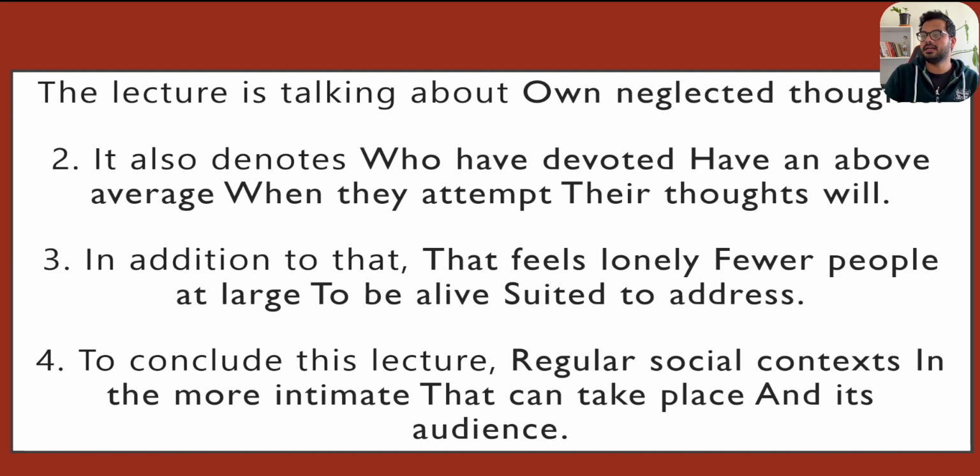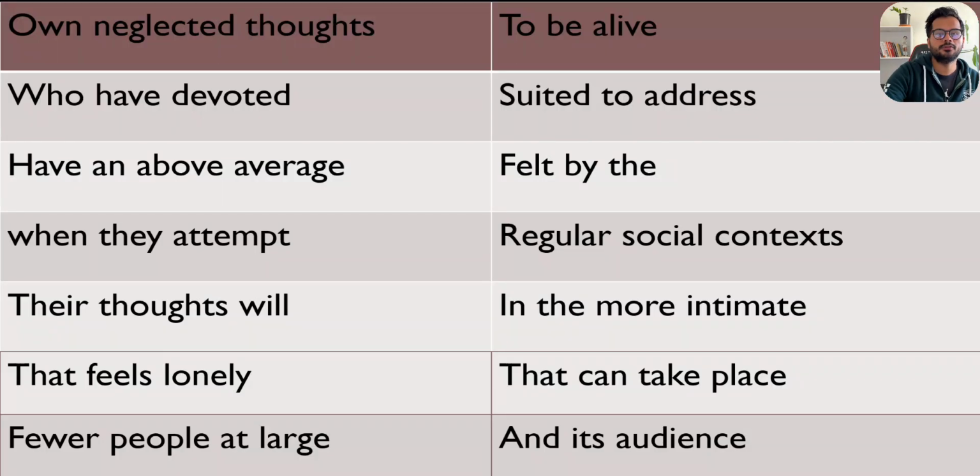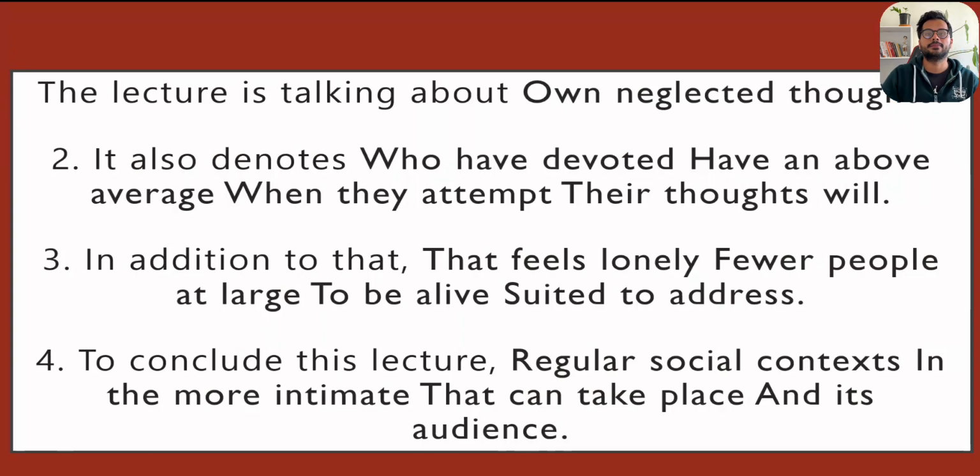In the second one, it also denotes who have devoted, have an above average when they attempt their thoughts will. So what I did was I just took the 4 phrases in a row and I just spoke them all together without any pause in them. I just spoke them out in form of a sentence. Next, in addition to that, that feels lonely, fewer peoples at large, to be alive, suited to address. And my 4th sentence, to conclude this lecture, regular social contexts in the more intimate that can take place and its audience. So this is what I've done. I've taken 4 phrases in one sentence, spoken the sentence in sequence, take a pause after every sentence, and job done.